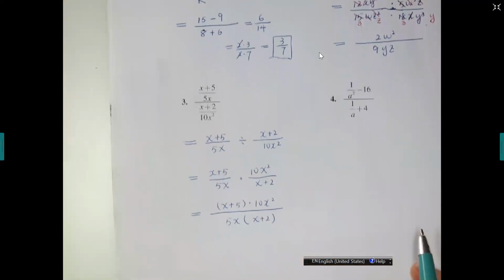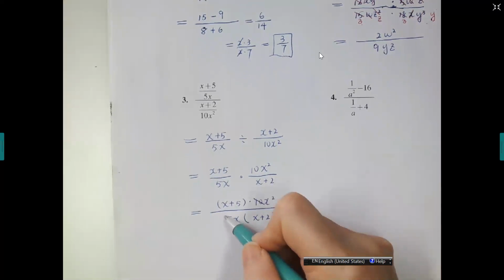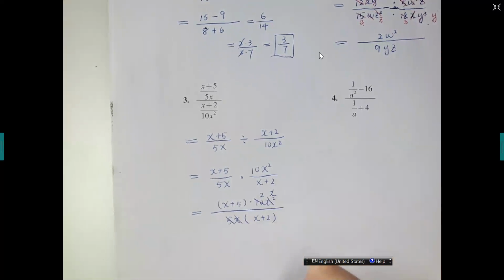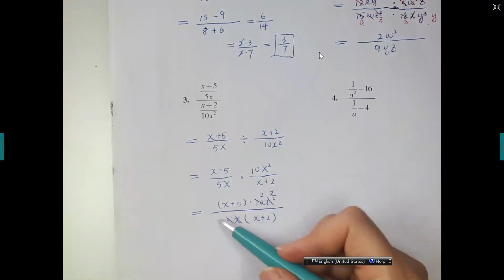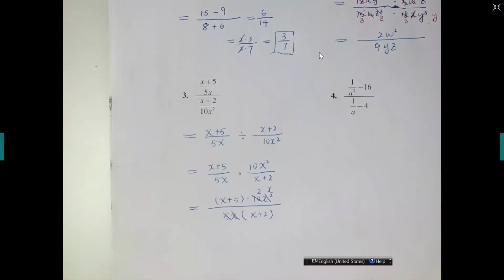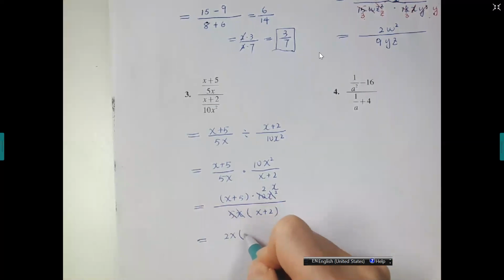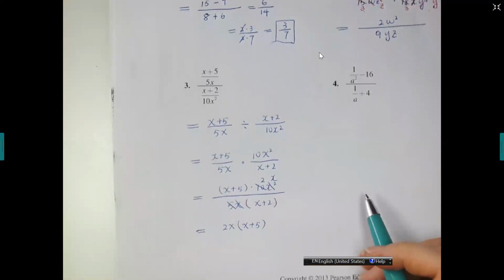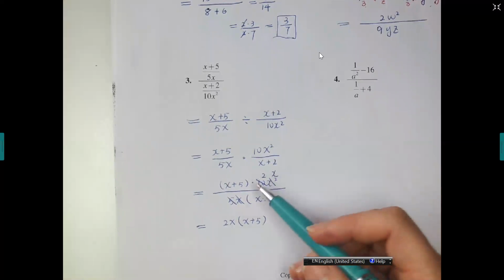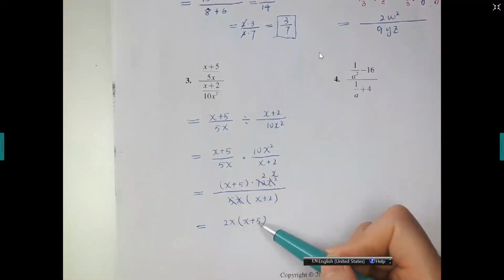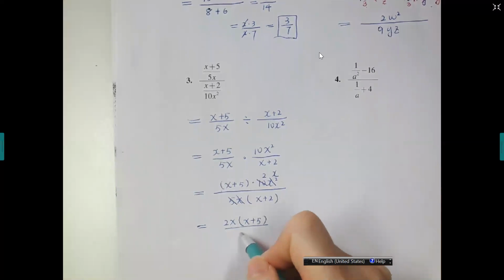Then try to simplify this. 10 divided by 5, we have 2 left. X squared divided by x, we have x left. And there is no more in common, so we just write down the leftover: 2x parenthesis x plus 5. Look at what I have here. This is the convention: if we have a polynomial times a monomial, normally we write the monomial in front of the polynomial. And over the denominator, x plus 2. Final answer.